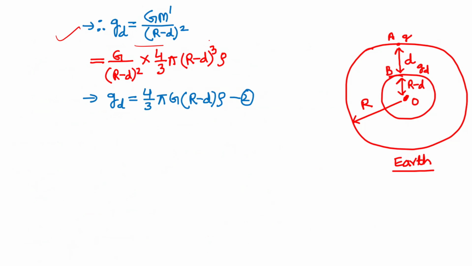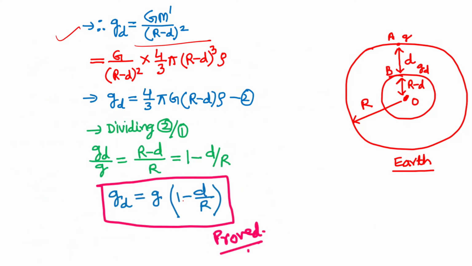Now you can say this expression comes out to be gd is equal to G m dash upon (R minus d) whole square, or if you are solving this, you are getting this equation 2, that is gd is equal to 4 by 3 π into G into (R minus d) rho. Okay, this is an important thing.